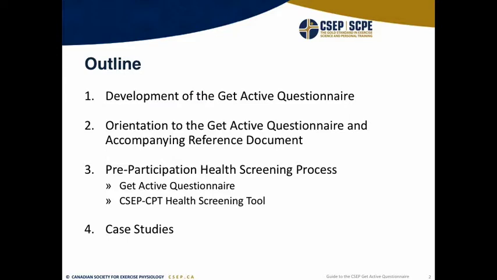then go through the specific document in terms of the layout of the first two pages and the purpose of the accompanying reference document. I'll then spend quite a bit of time talking about the pre-participation health screening process, specifically how the Csep Get Active Questionnaire fits within that process, and also a new tool that we have developed, the Csep CPT Health Screening Tool, and how it can be used with clients who have a medical condition to determine if in fact it is safe for them to proceed with someone with the CPT level. And finally, there are some case studies that we have at the end that integrate the knowledge about the pre-participation health screening process.